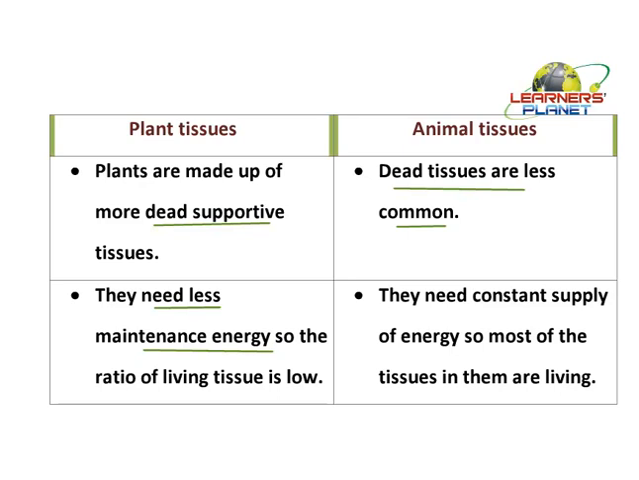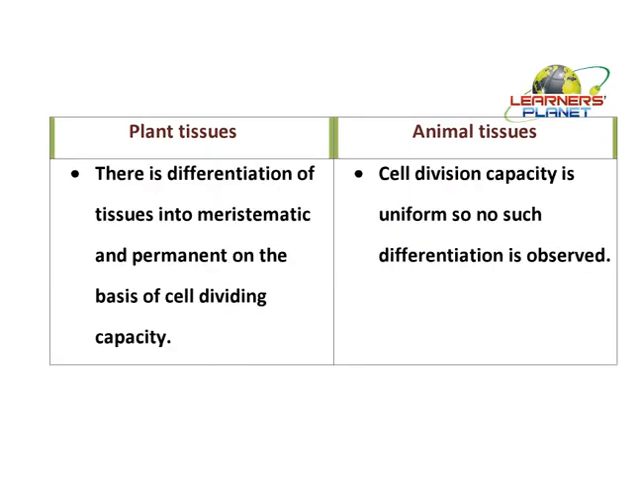Energy transmission would be stopped. And this is why we are saying we need a constant supply of energy. So most of the tissues are supposed to be living here. Further, in the case of plant tissues, they are actually differentiated. They are divided into two categories, that is meristematic and permanent tissue.